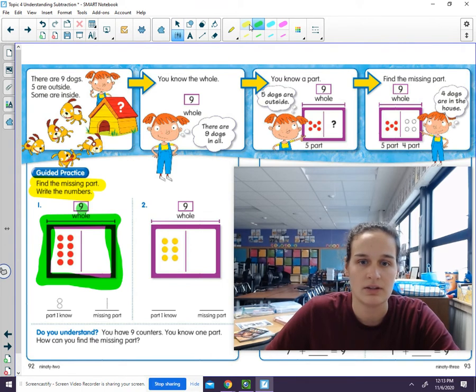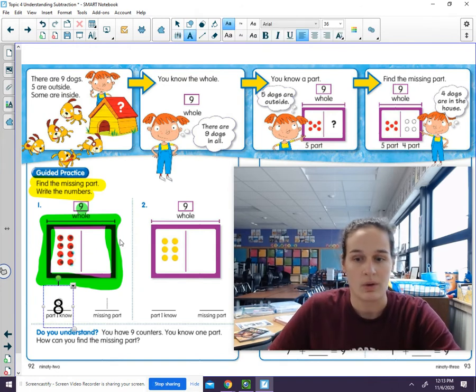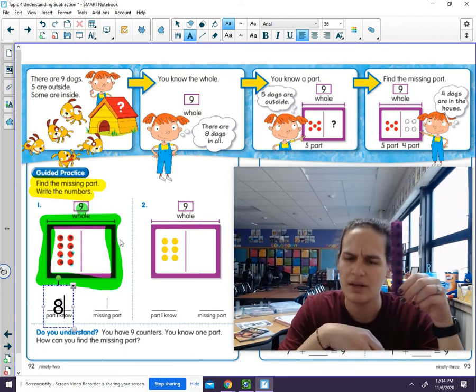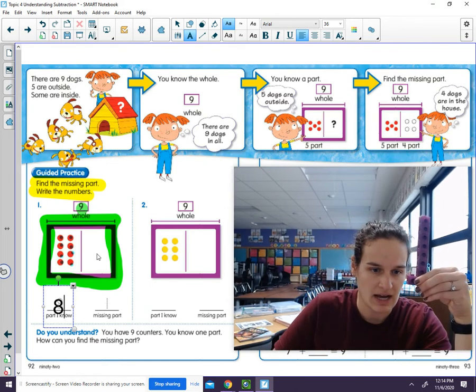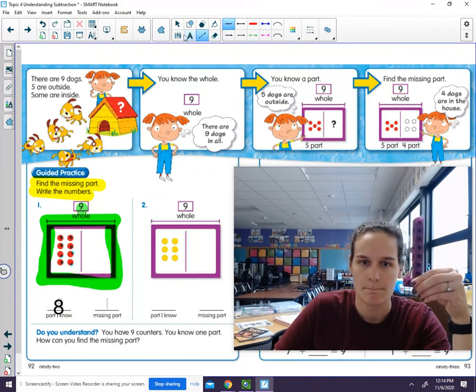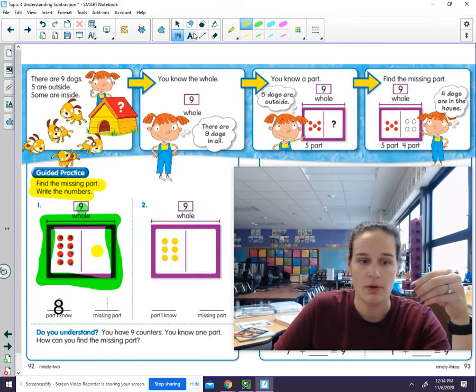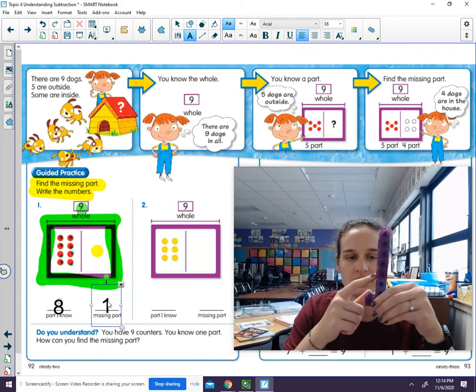Okay, let's take a look at how many they had here. 1, 2, 3, 4, 5, 6, 7, 8. So that is 8. Okay, so I'm going to use my cubes to help me. So I'm going to have 8. Here's 8. How many do I have left over? I just have 1. So I'm going to put a dot here for 1. 1 dot. And so my missing part was 1. 9 equals 8 plus 1.